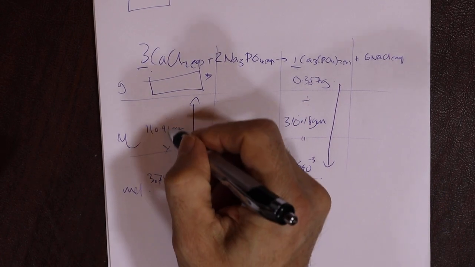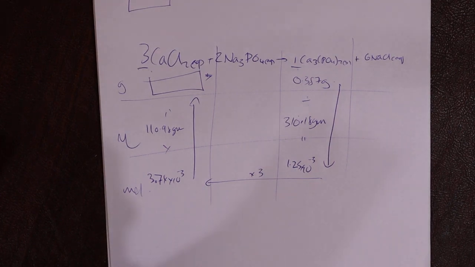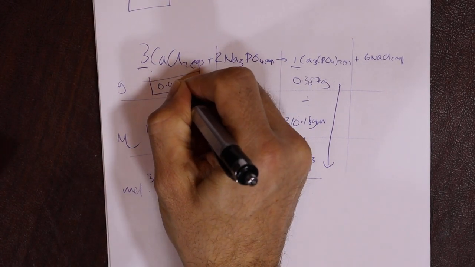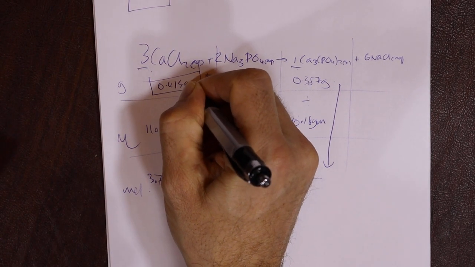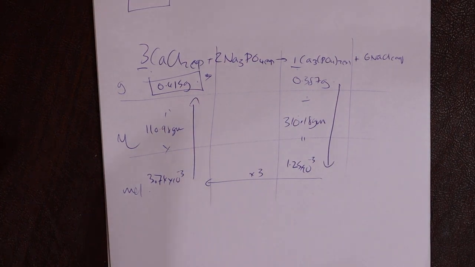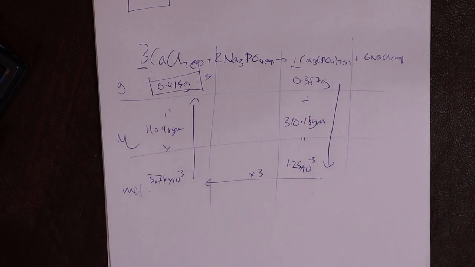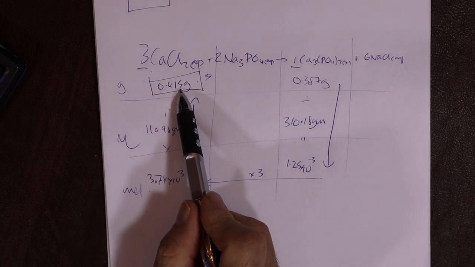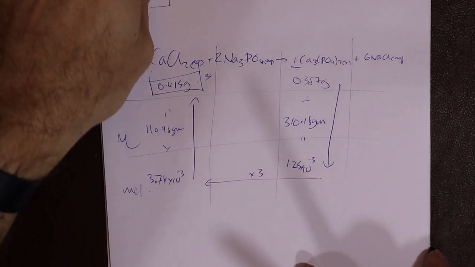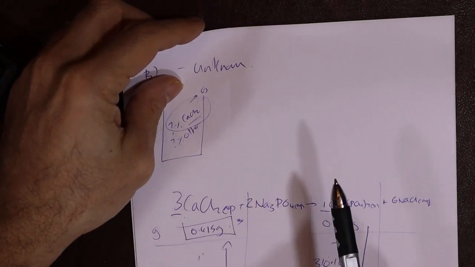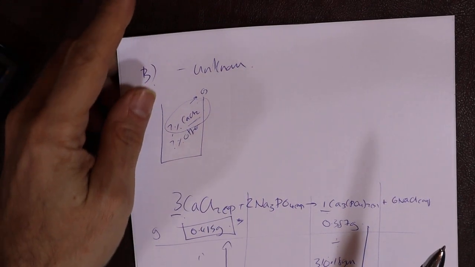Divide to go down, multiply to go up, times 110.98 equals 0.415 grams. Okay, so I recommend pausing there, using this as a template to work your data from data set 2 backwards until you get to this number. And remember, that is calculated to be the mass of calcium chloride in this mixture.